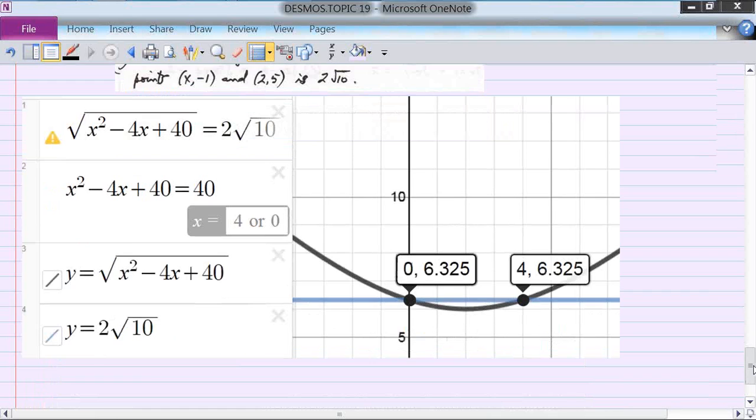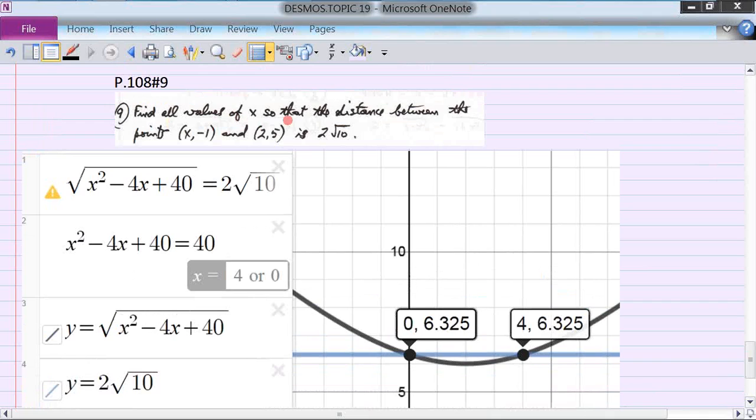Okay, now we're on page 108, number 9. Find all values of x so that the distance between the points (x, -1) and (2, 5) is 2 root 10. We use the distance formula. We say (x minus 2) squared plus (-1 minus 5) squared equals this.